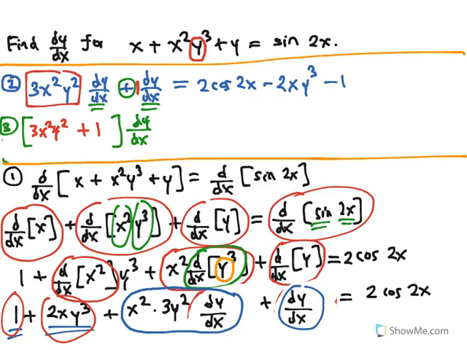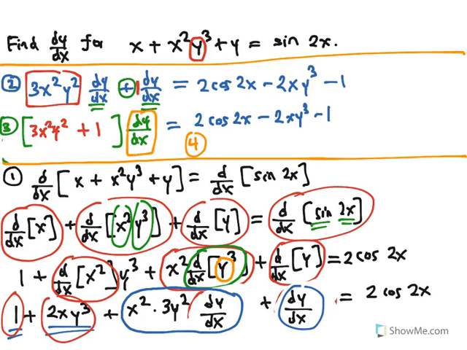And on the right side of the equation, I have 2 cosine 2x minus 2xy cubed minus 1. And I will now solve for dy/dx. That is my final step. And how do I solve for dy/dx? In step 4, all you have to do is isolate dy/dx.